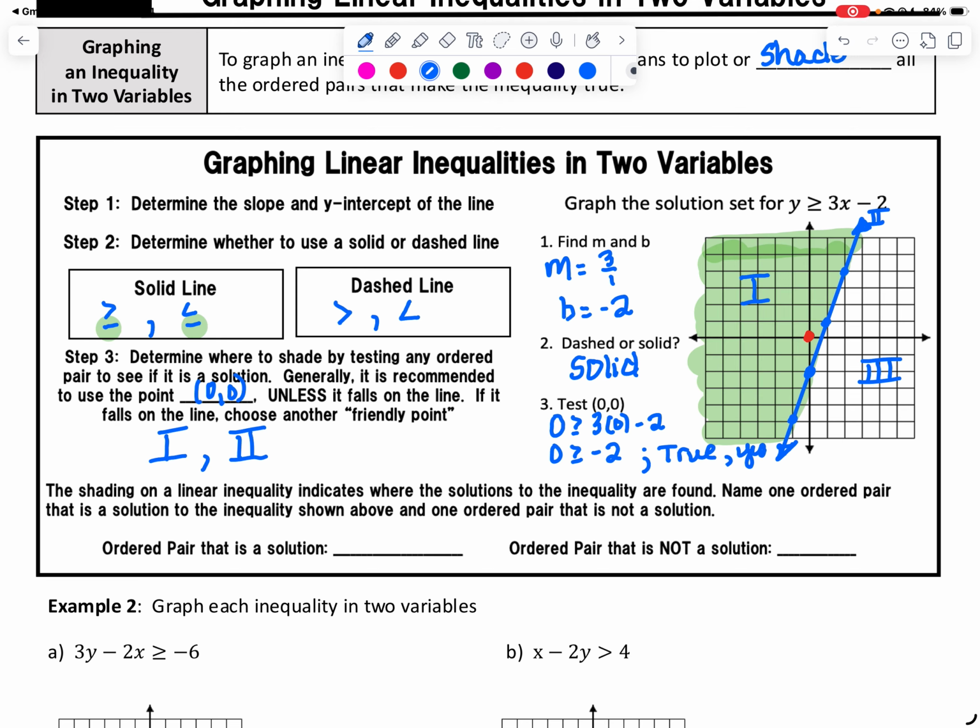Name one ordered pair that is a solution to the inequality shown above, and one ordered pair that is not a solution. If you were going to pick an ordered pair that is a solution, you could pick anything in region 1 or on the line itself, region 2. There could be multiple correct answers here, so you just have to pick one.